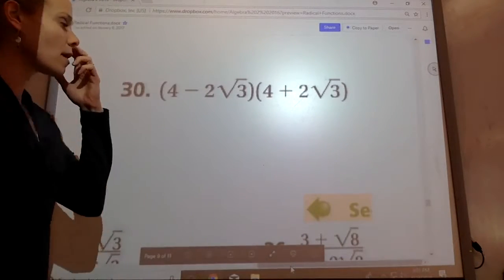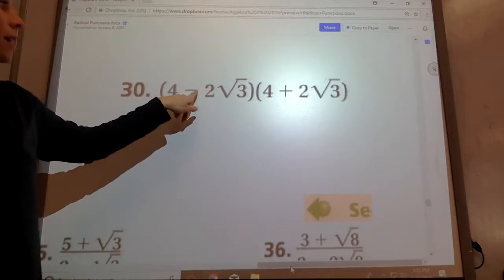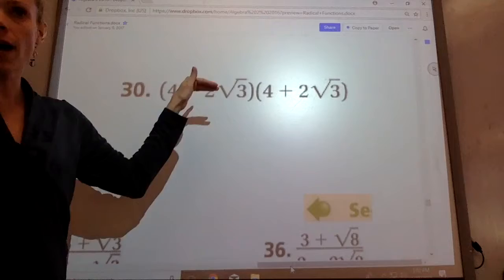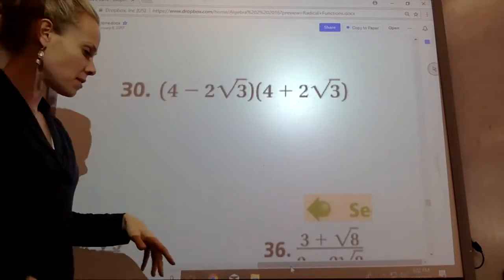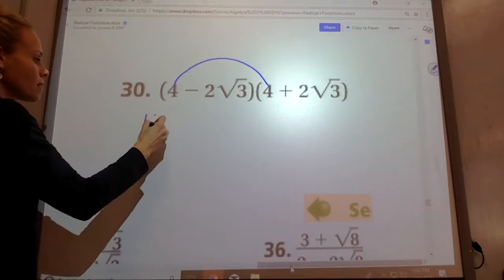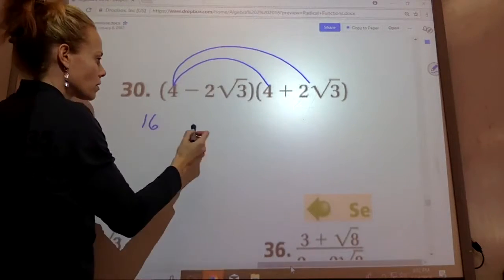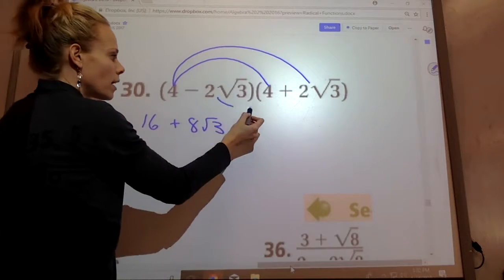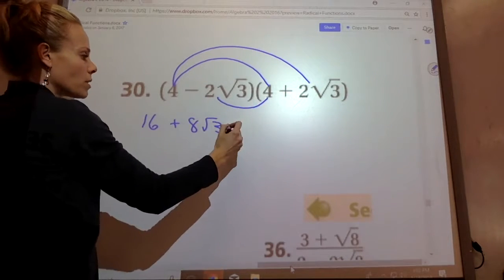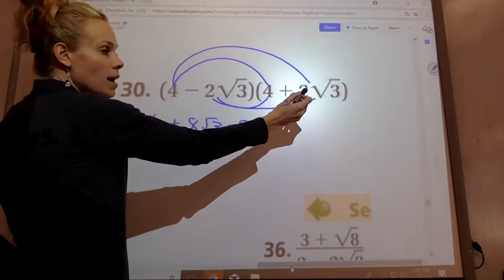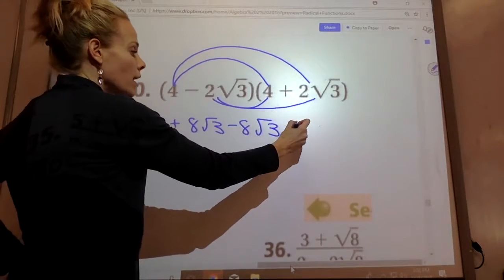Okay, so again, these are called conjugate pairs because this is a negative 2 root 3 and that's a positive 2 root 3. Right? The radical part has opposite signs. So let's FOIL. 4 times 4 is 16. 4 times 2 root 3 is 8 root 3. Inner, so negative 2 times 4 would be negative 8 root 3. And negative 2 times positive 2 would be negative 12.